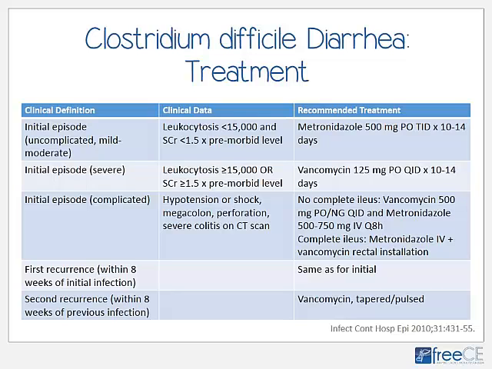So if you have a patient whose initial episode is uncomplicated and mild to moderate in severity, that's defined specifically by looking at your white blood cell count as well as your serum creatinine. So if you have a leukocytosis that's less than 15,000, and a serum creatinine that's less than 1.5 times the premorbid level, so the patient is not significantly dehydrated or does not have any acute kidney injury associated with their dehydration, your initial treatment recommendation is going to be metronidazole, 500 milligrams, 3 times a day, for 10 to 14 days.